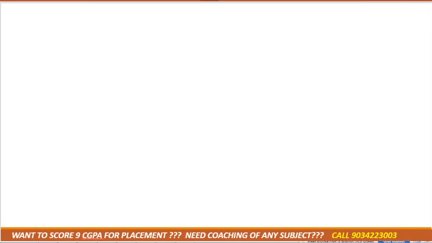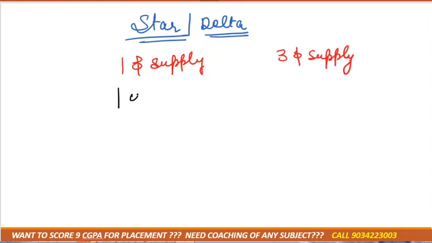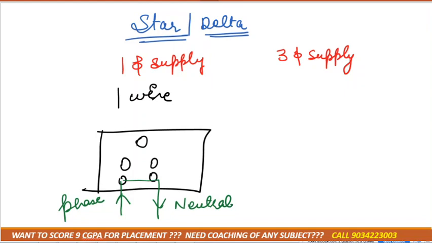Today we'll study the star and delta connection. See what exactly is star and delta connection. Suppose we have a three phase supply; one is single phase supply, another is three phase supply. Clear? In single phase we have a single wire, like this kind of socket we use at our home. In this, current going inside is technically known as phase, and from this point current coming back is technically known as neutral.